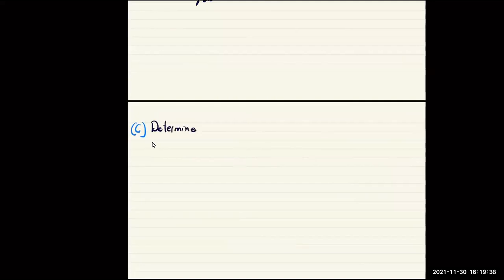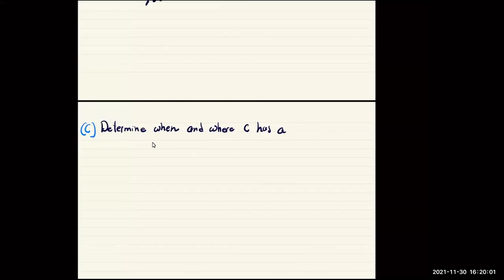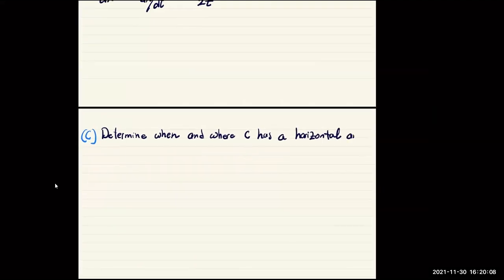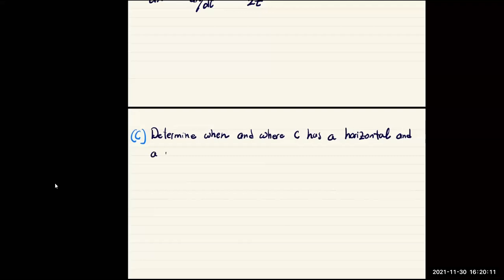So determine when and where. When we say when, that means you have to find t. Where means that you have to find position. You have to find x, y. C has a horizontal and a vertical tangency.